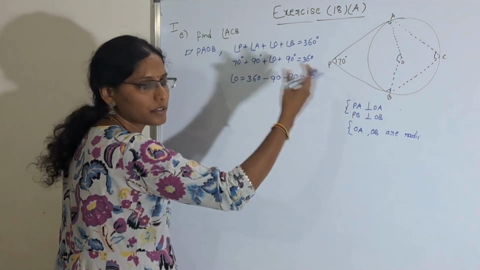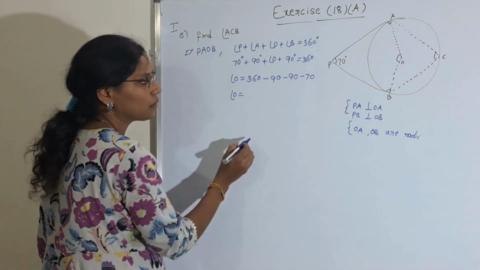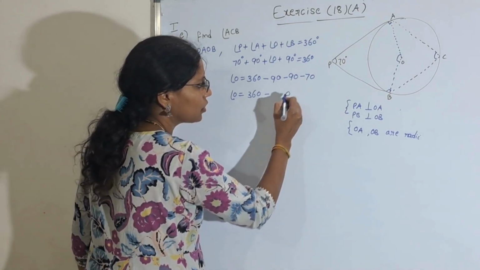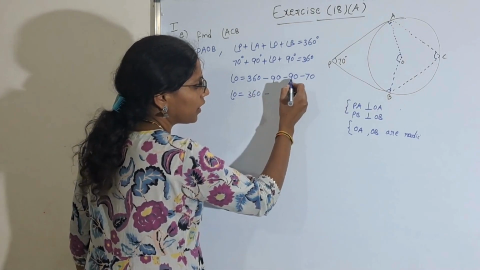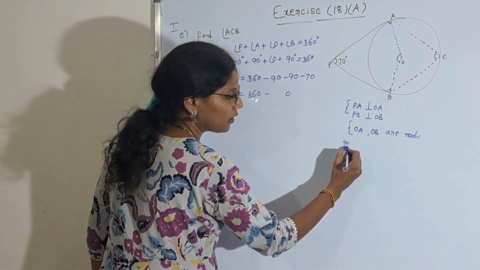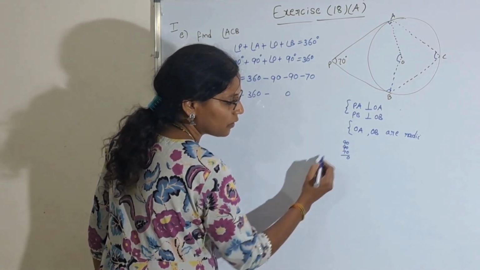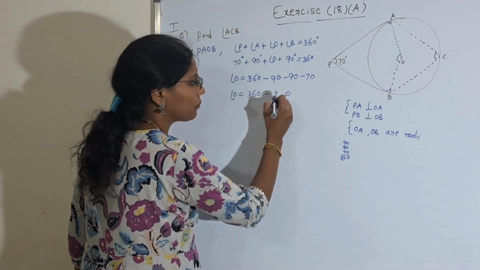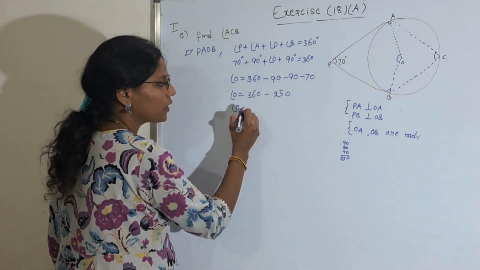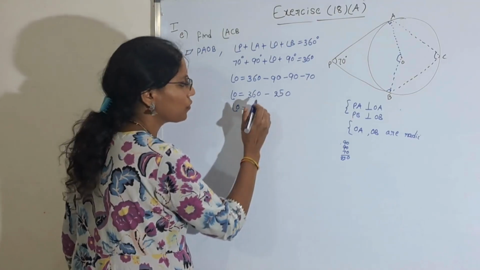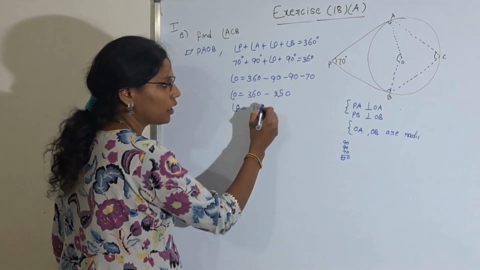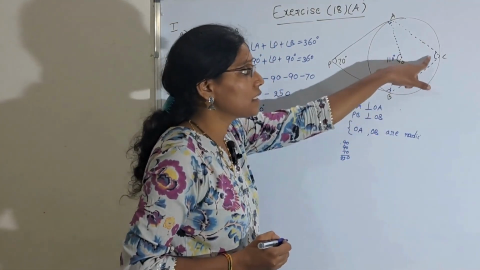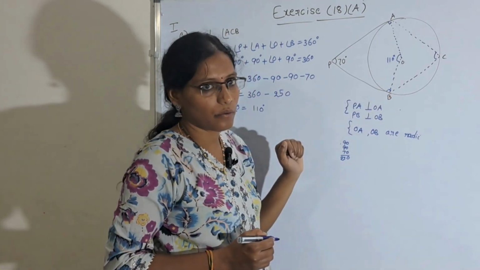All three angles we have to send to the right side. Angle O is equal to 360 minus 250. 90, 90, 70 gives 250. Here angle O is equal to 360 minus 250, which is 110 degrees it will come. Here 110 degrees, but we need only angle C, angle ACB we have to find out.